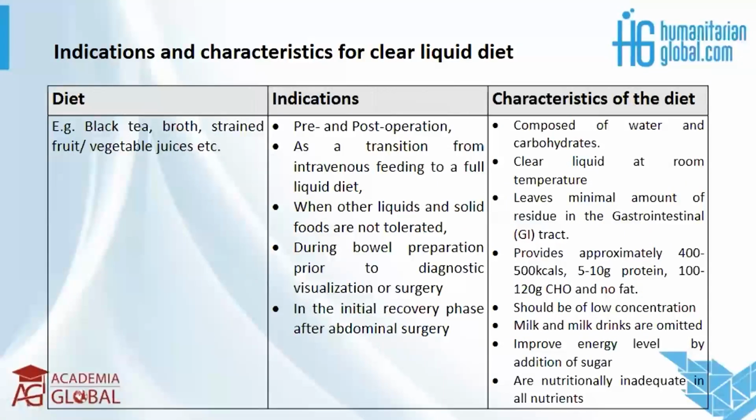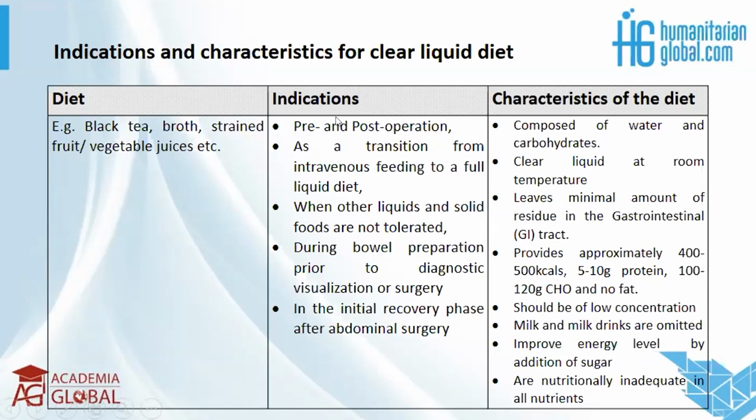So there is a table here. I hope you can all see the table. In this table, we are going to give examples of when a clear liquid diet can be prescribed and the characteristics of the clear liquid diet. In the first column, examples of this diet are black tea, broth, strained fruit or vegetable juices, etc.